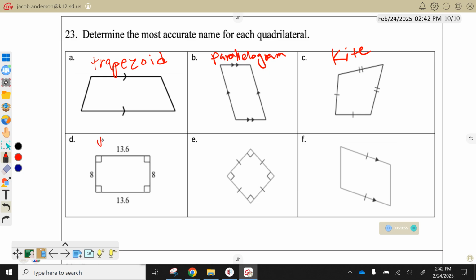This one looks like a rectangle, a square, excuse my handwriting here, and then a parallelogram. Using our property that we have one pair of sides that are both congruent and parallel.